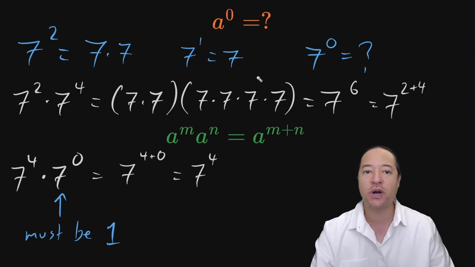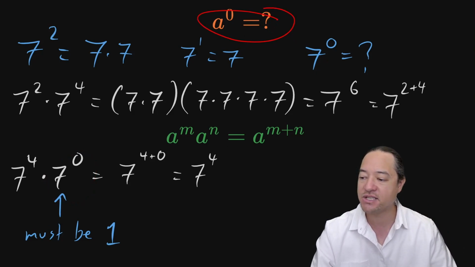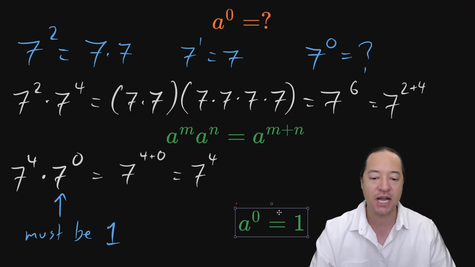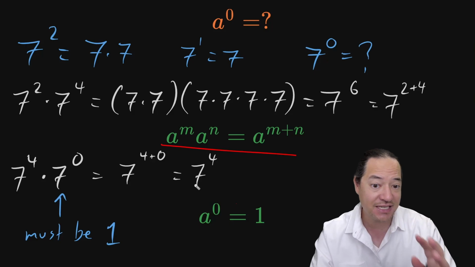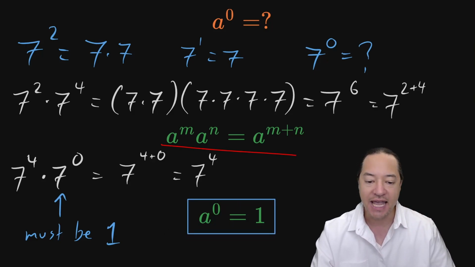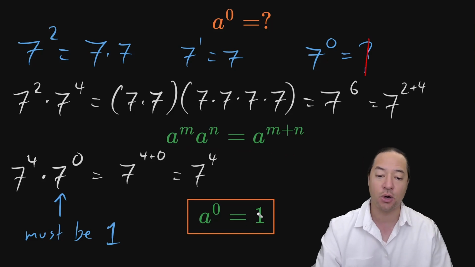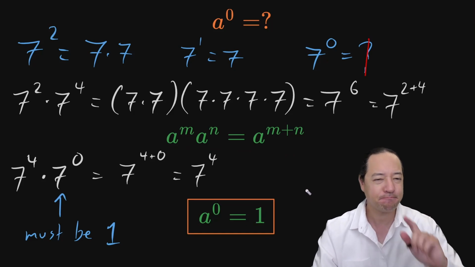And so that's what we're actually going to get. Any number raised to the 0 power, well, that must be 1, okay? So we're kind of demonstrating this by trying to maintain consistency with this rule. Any number to the 0 power must be 1. 7 to the 0 power is going to be 1. Great.